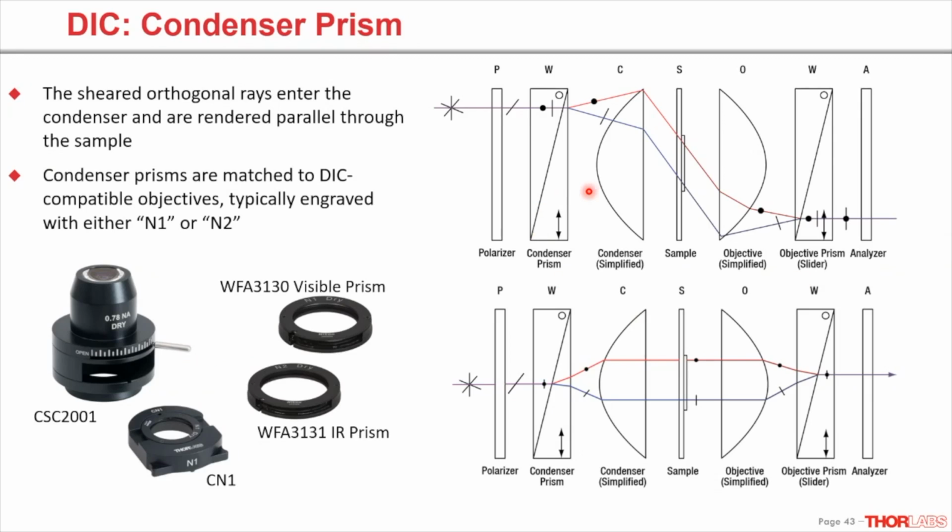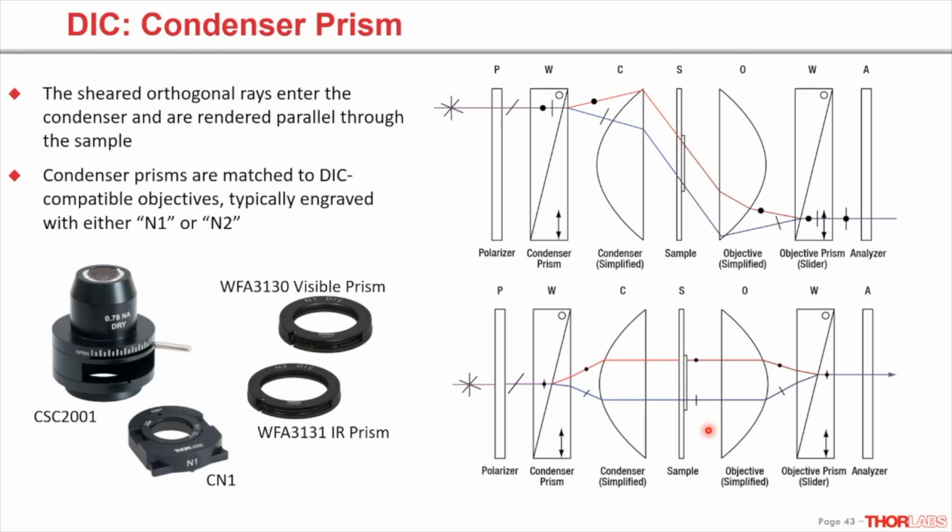As the beams propagate, these two orthogonal rays leave the Wollaston prism. They enter the condenser, and they are rendered parallel into the sample. So beams that propagate through the edge will enter the sample at an angle, and the rays that propagate through the center will enter horizontally. And then once they pass through the sample, they'll be collected by the objective.